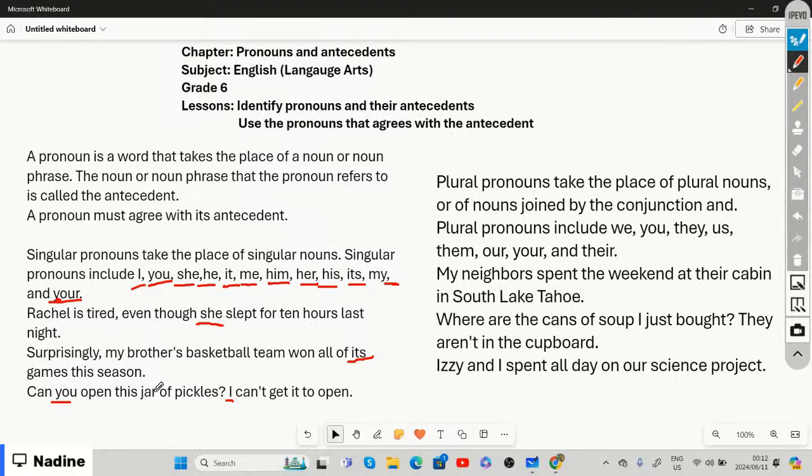And then we also have plural pronouns, right? And remember, plural means anything that is two or more. And once again, a pronoun takes the place of a noun or a noun phrase. A singular pronoun refers to one person or thing, whereas a plural pronoun refers to more than one person or thing.